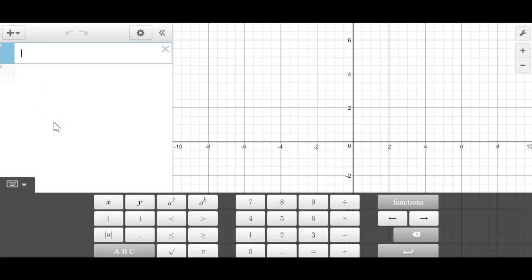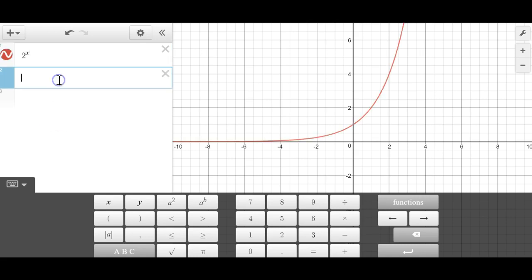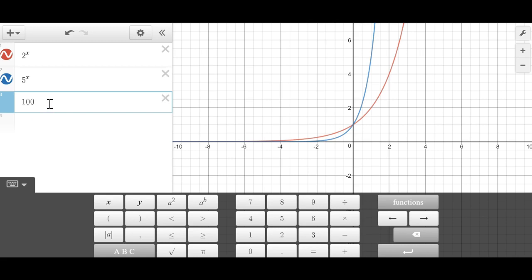So here we are on Desmos, and if you just type in any of these things like 2 to the x, that's what your graph looks like. Let's go down and put in another one like 5 to the x. Boom, there you go. A second ago I said 100 to the x, so let's look at that. 100 raised to the x.